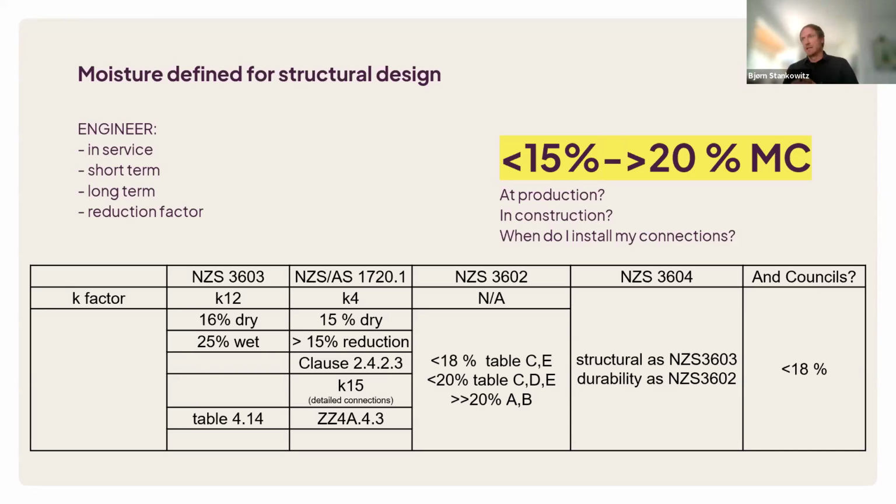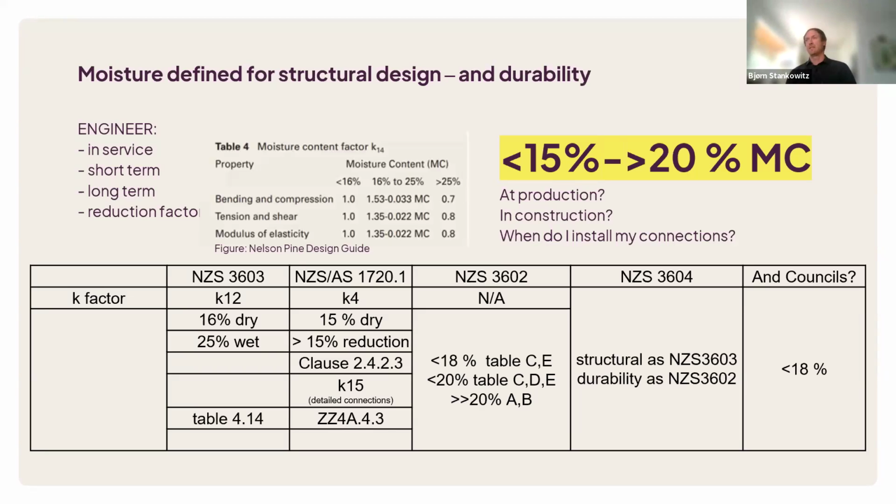Questionable. One thing to think of is also that the old 3603 defined dry timber at 16%, where the new 1720 defines it at 15%. And everything beyond 15% requires a reduction based on clause 2.4.2.3. Yes, we love these clauses in 1720. Now, Nelson Pine for LVL have issued their own factor, because LVL is a little bit different in terms of how it behaves. So if you look at LVL and you want to calculate that, go to their guidelines or the other LVL manufacturer guidelines, whoever you use, and try to seek that information.